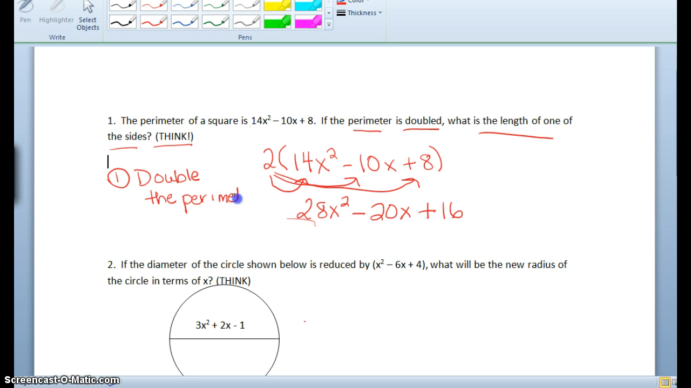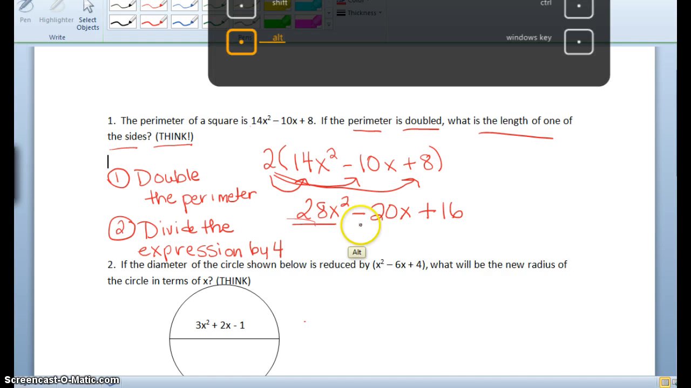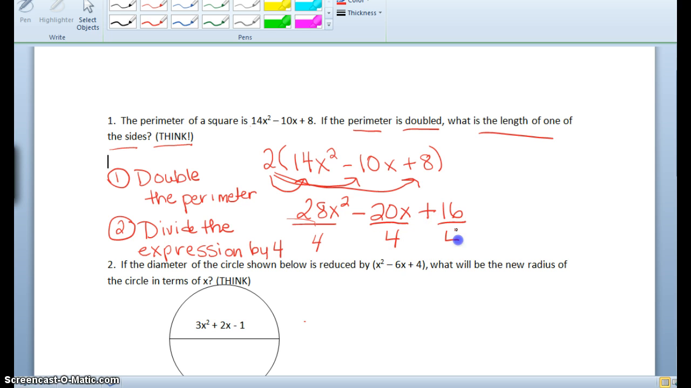The second thing that we're going to do is divide this expression by 4. And the reason we're going to divide the expression by 4 is because a square has 4 equal sides. Since it has 4 equal sides, and this is the perimeter, all we had to do is simply divide by 4. And this is going to give you the side length.